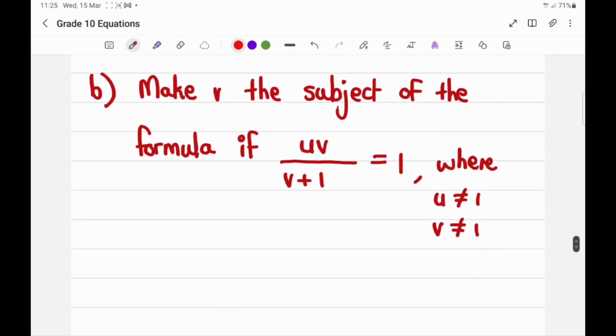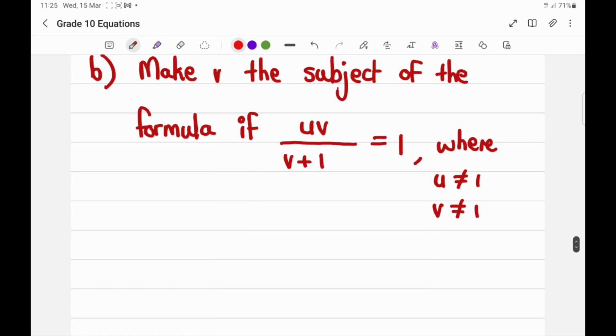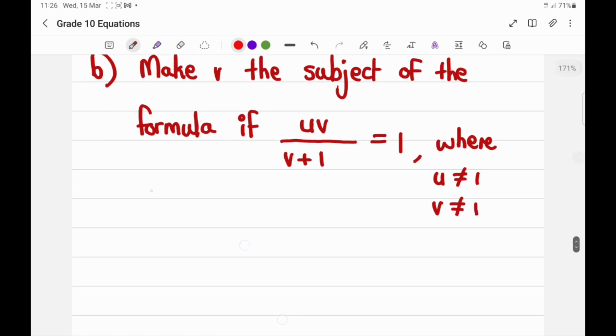Okay, in the next one, make v the subject of the formula. If uv over v plus 1 is equal to 1. And then they just give you that u isn't 1 and v isn't 1, which means that this thing is undefined. So what they're actually just saying is that this equation is true. There is an answer for v, and we don't have to stress about anything being undefined. Okay, so the first thing is first. I always start by taking any fractions away.